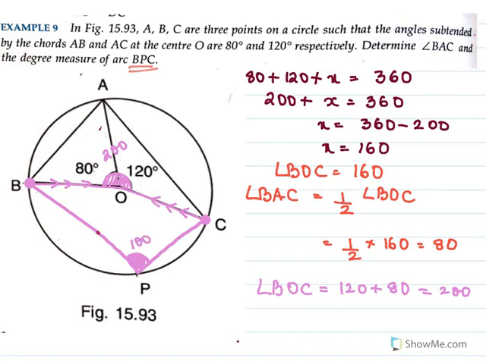So we have angle BPC is half of angle BOC, this angle BOC. So we write angle BPC is half of 200, and that is 100.